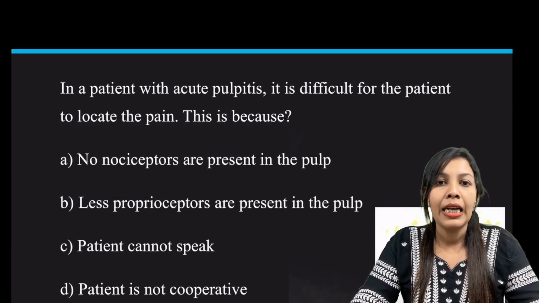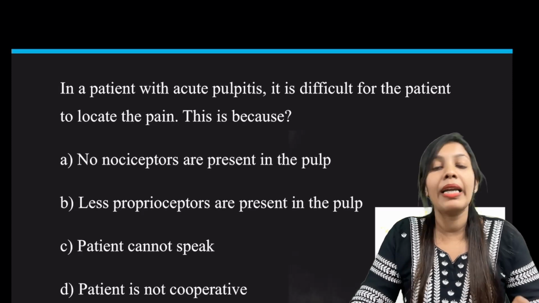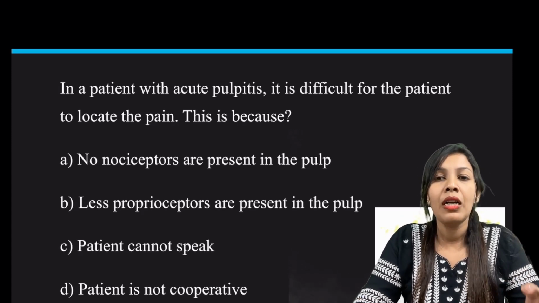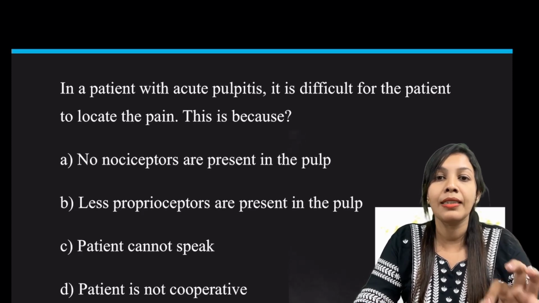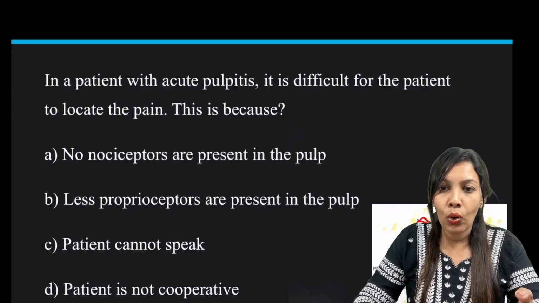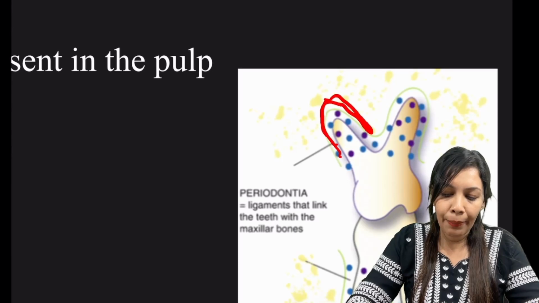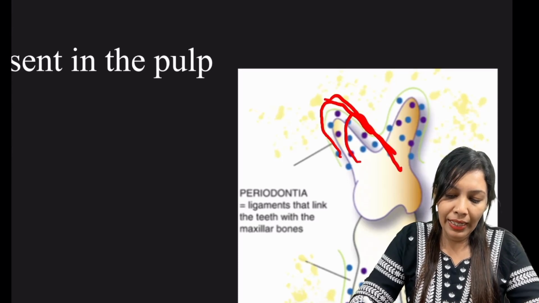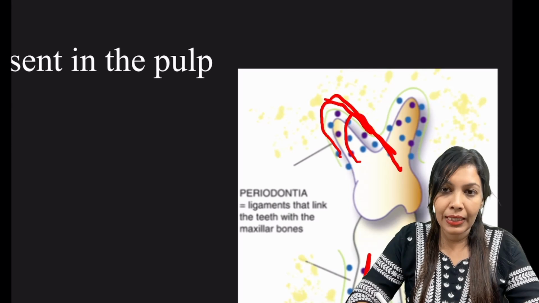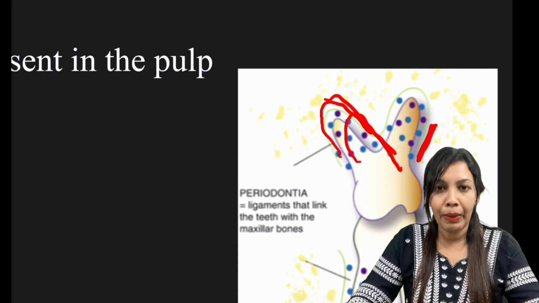Okay. In a patient with acute pulpitis, it is difficult for the patient to locate the pain. This is a very important portion that you need to know. As I said earlier, there are something called proprioceptors. Proprioceptors are present only in the periodontal space. There are very few proprioceptors present in the pulpal area.